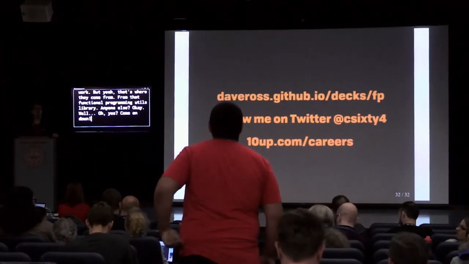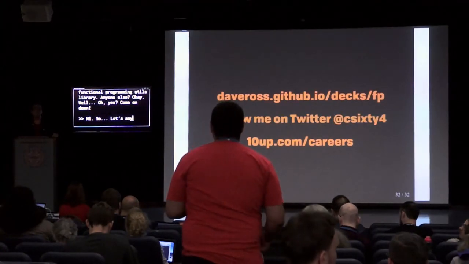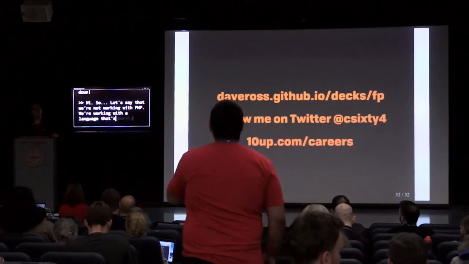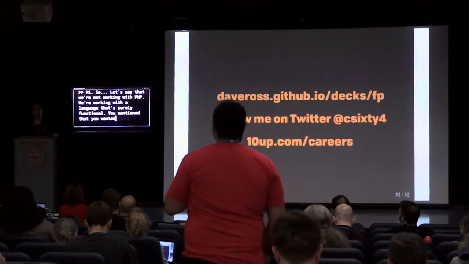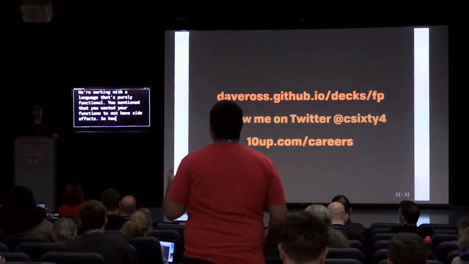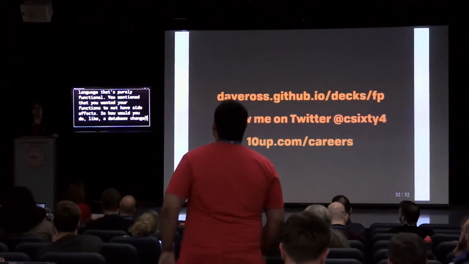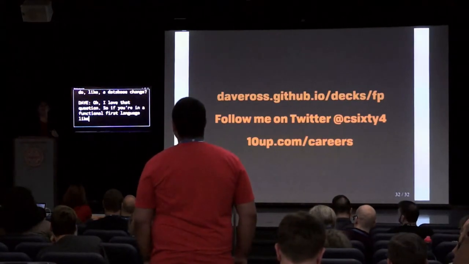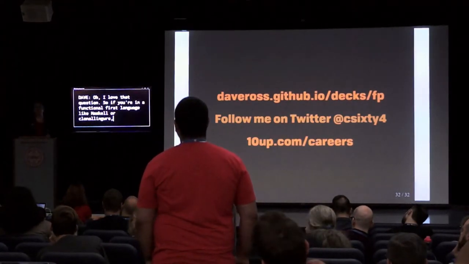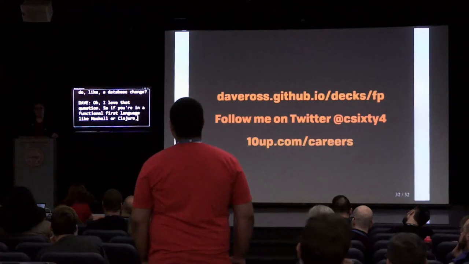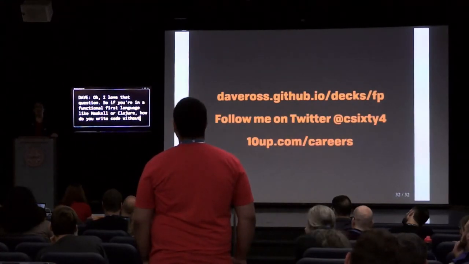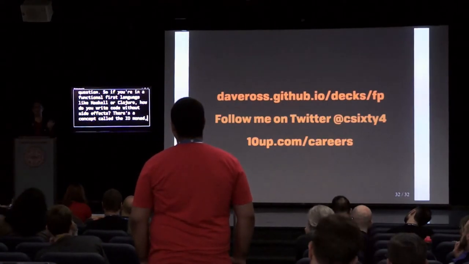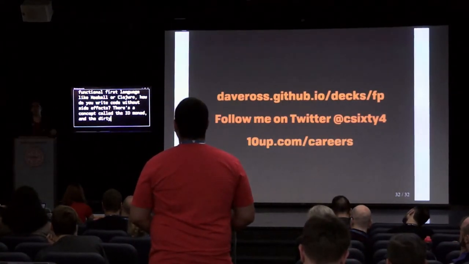Hi, so let's say that we're not working with PHP, we're working with a functional language. You mentioned that you want your functions to not have side effects. So how would you do a database change? Oh, I love that question. So if you're in a functional-first language like Haskell or Clojure, how do you write code with side effects? There is this concept called the I/O monad. And the dirty little secret of functional programming is this I/O monad is where all that impure code goes.